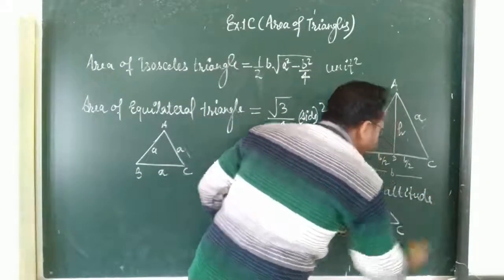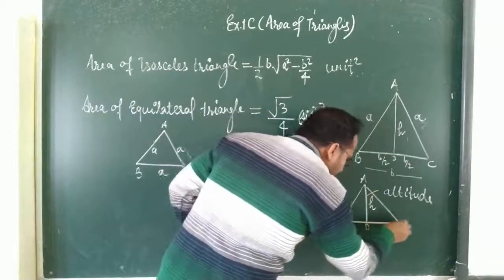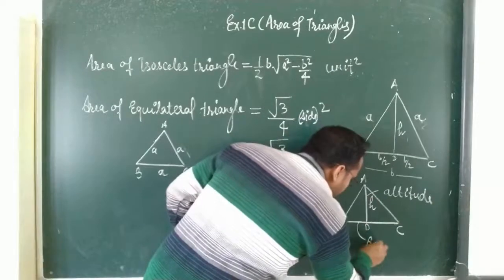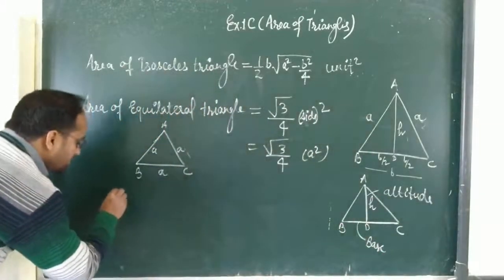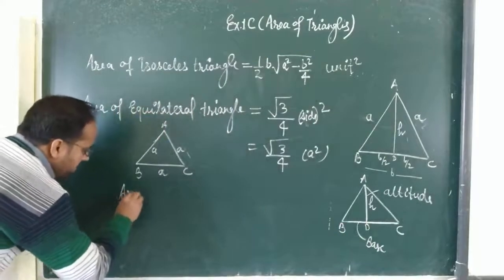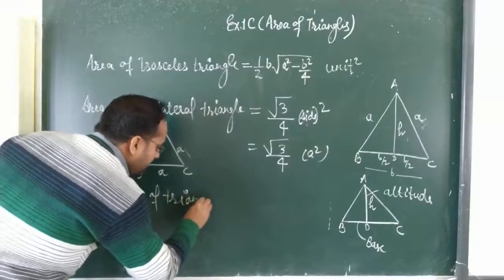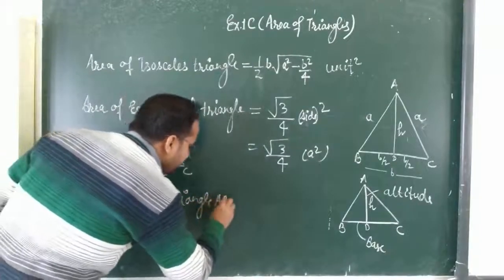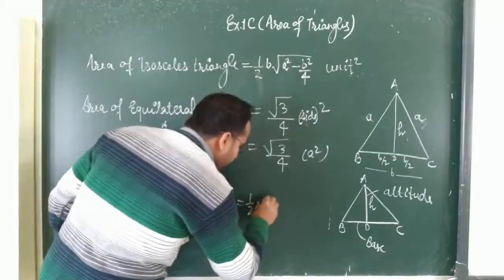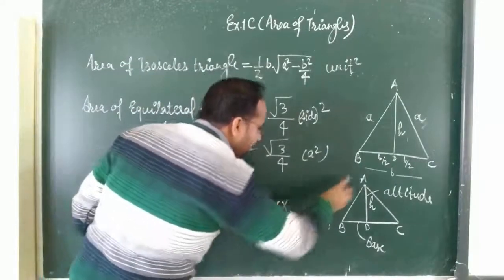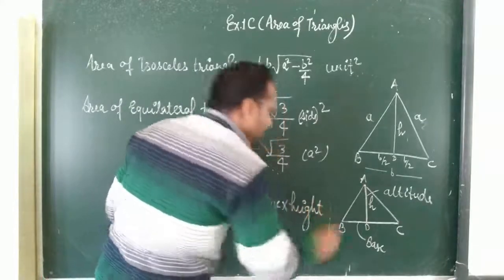So how will you find the area? If this one is the altitude, then this side is known as the base. So the formula to find the area of this type of triangle: area of triangle ABC is equal to 1 by 2 base multiplied by height.